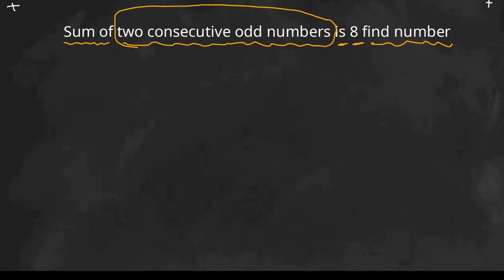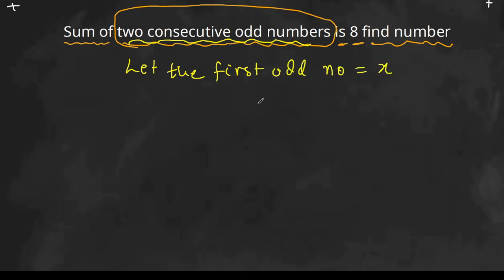Now we will start with the first problem, first basic thing. Two consecutive odd numbers. Here we are unable to identify the first number. So what we are going to do, first we are going to focus how to identify the first odd number. Since this is unknown, so we are going to take it as x. So let the first odd number be x.